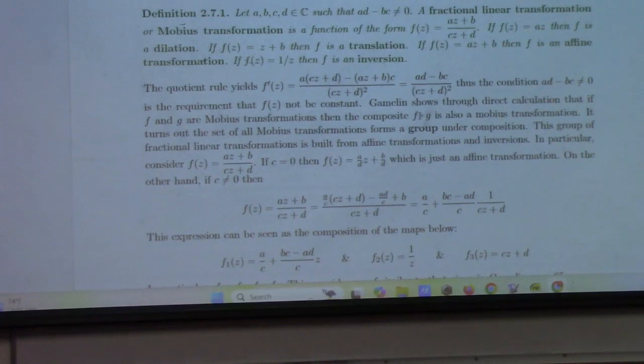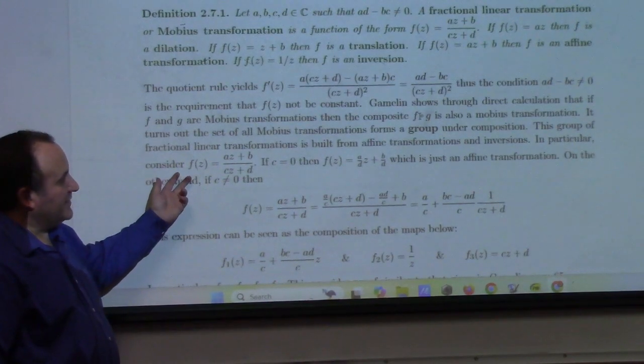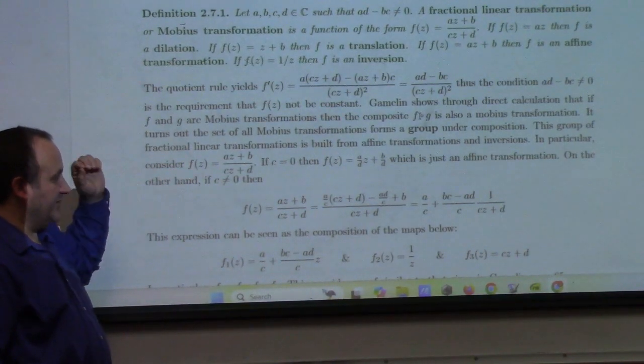You can also prove that it actually forms what's called a group. So in Math 421 we study groups, right? And a group is a set with an operation which is closed under inversion, and it's an associative operation. And so you can show that the composition of two fractional linear transformations is again a fractional linear transformation.